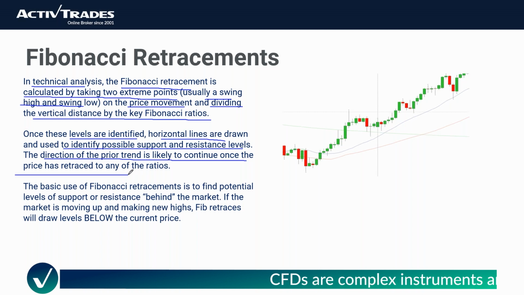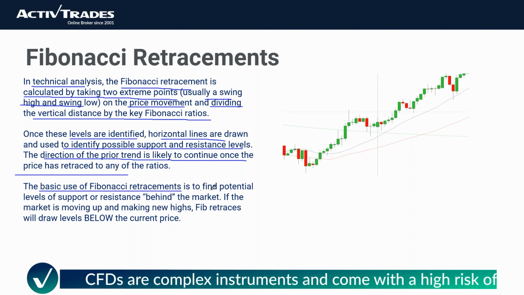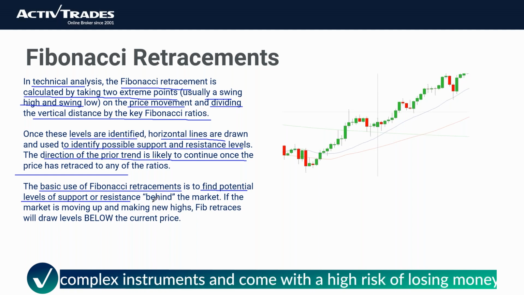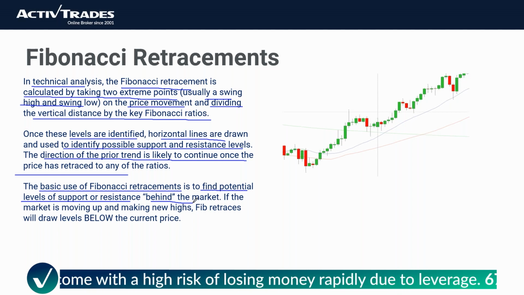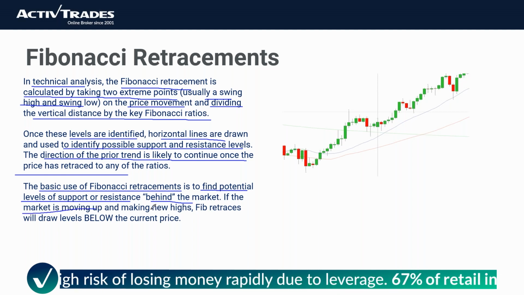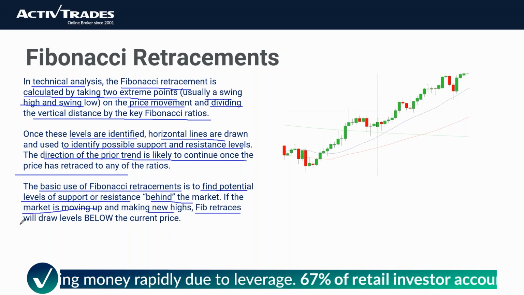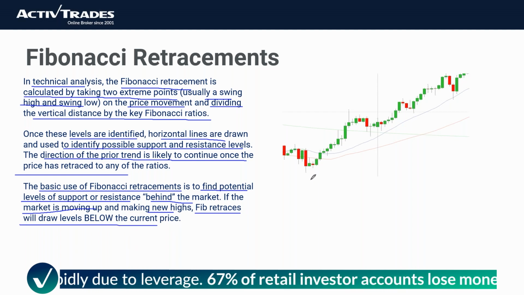any of these ratios. And so the most basic use of Fibonacci ratios is to find potential levels of support and resistance, almost in terms of, some people might say, it's behind the market. And if the market is moving up and making new highs, Fib retracements will draw levels below the current price.